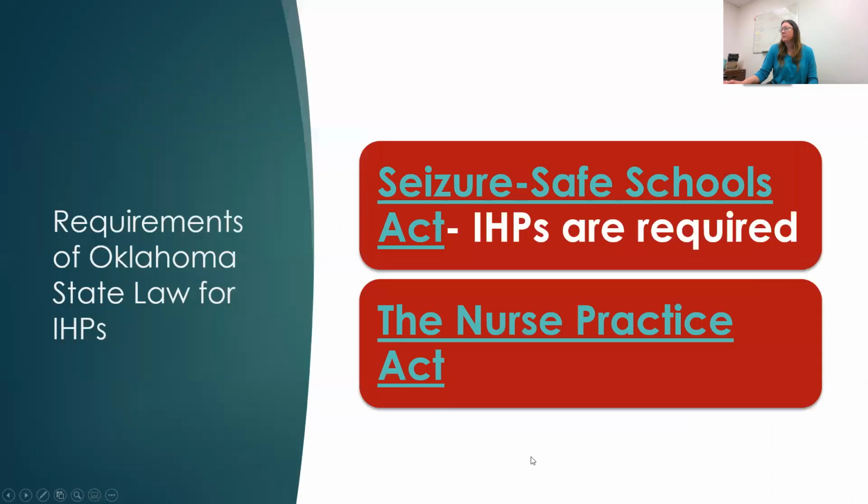So we're talking about, like Beverly said, the IHPs and the standard. We want to create a safe environment for our students, and the standard of care is for those students to have a health plan if it is medically necessary for them to have one. As far as the state of Oklahoma, we do have that standard of care.